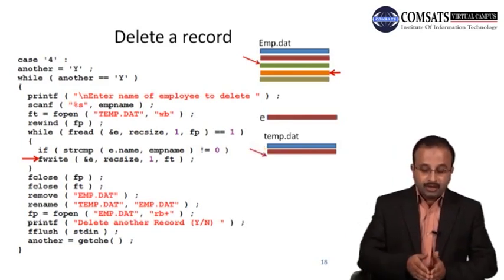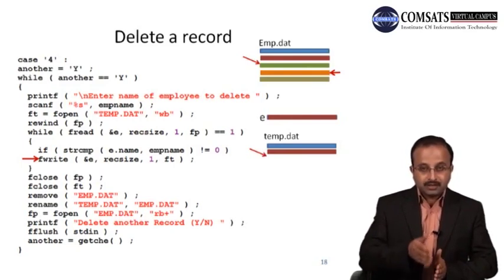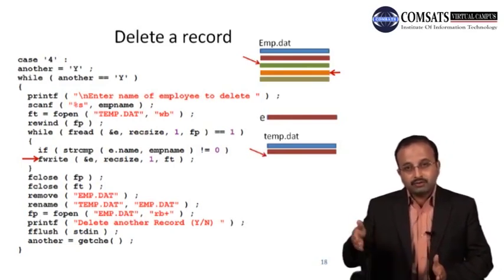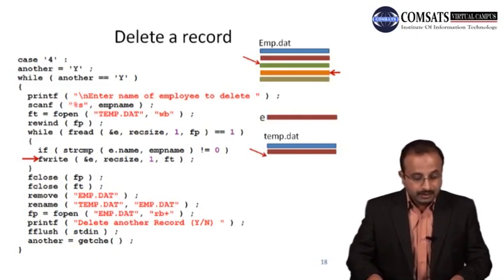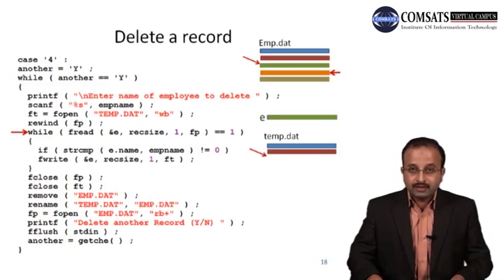So the file pointer ft, after writing the record at the position it was pointing to, points to the end of the file. Then you again check the while condition. While you read the third record, fread put it in e, and fread returns 1. So the condition in the while is true.